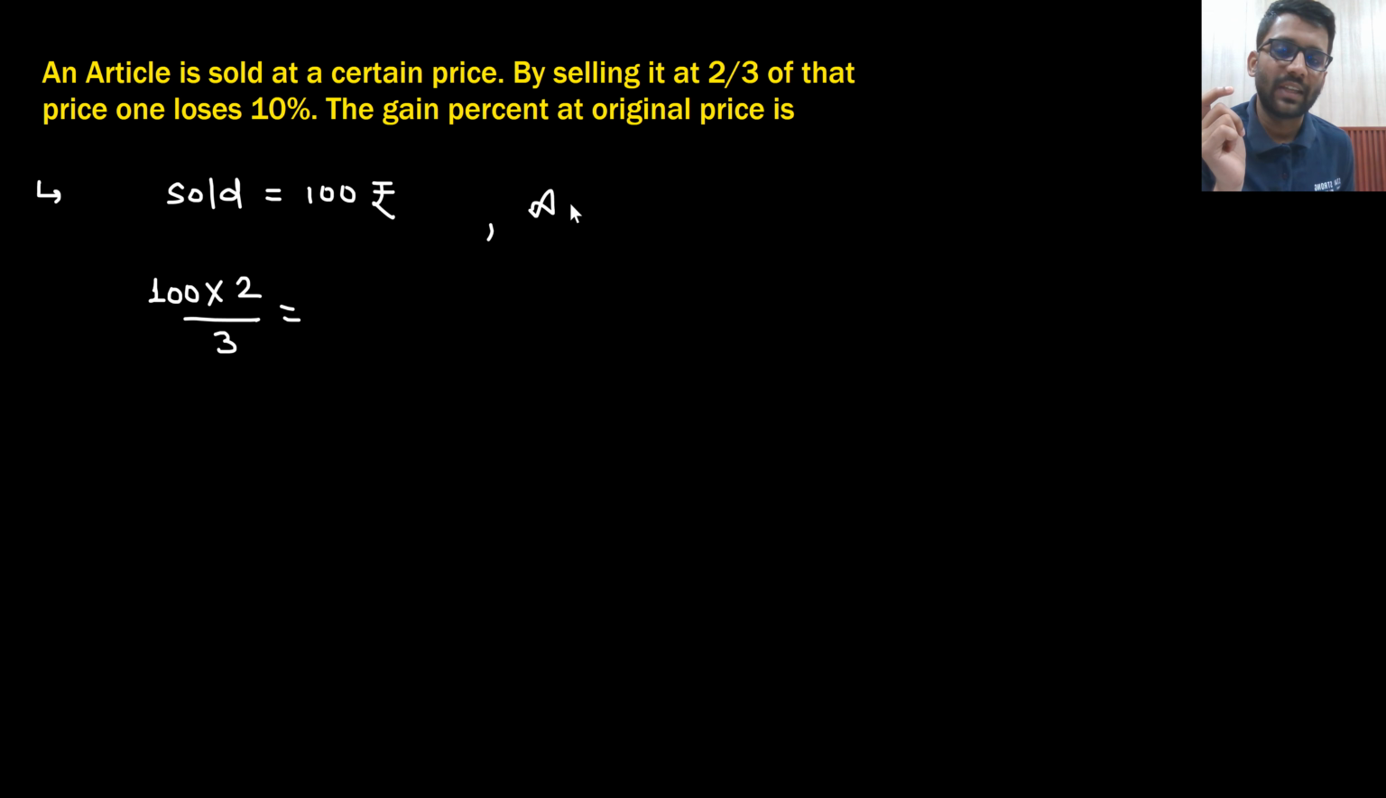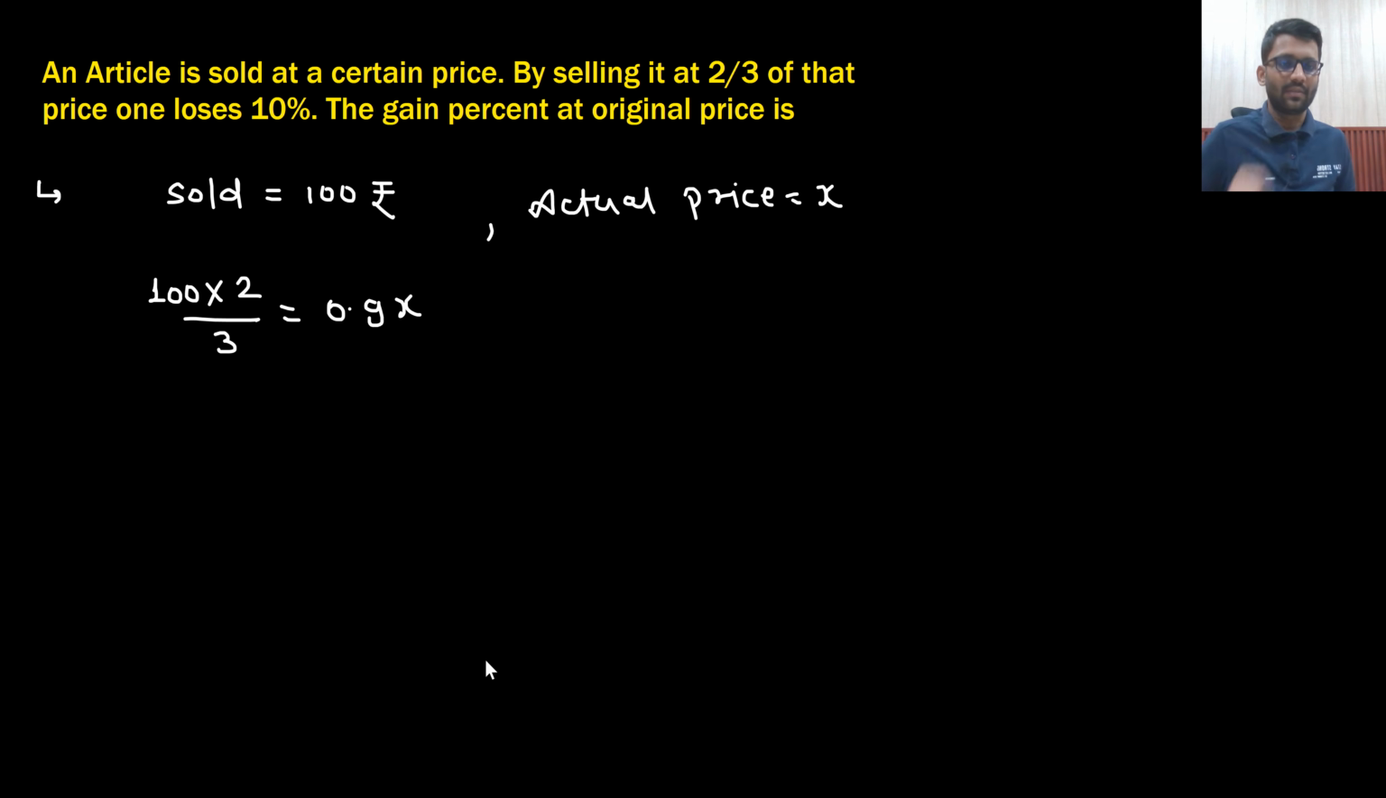So let's just say the actual price was X rupees. One would lose 10%, so this would be 0.9x, right? Because I am selling at this price and this I am getting after a 10% loss. So this was the actual price, I am selling at a 10% loss. So this is equal to 0.9x.